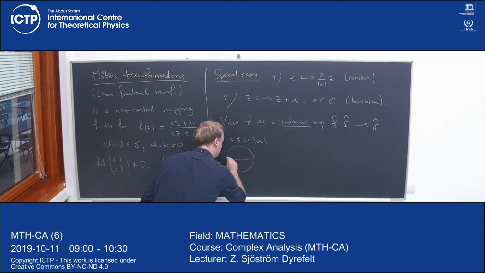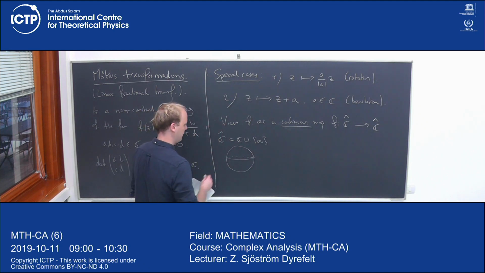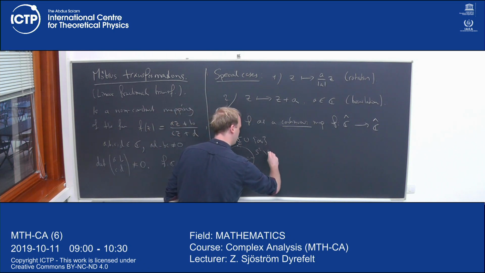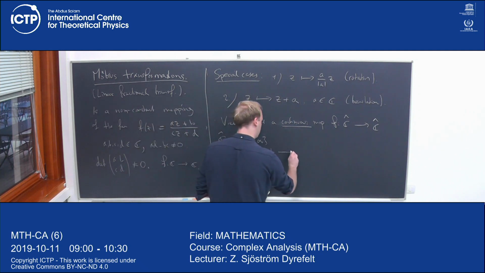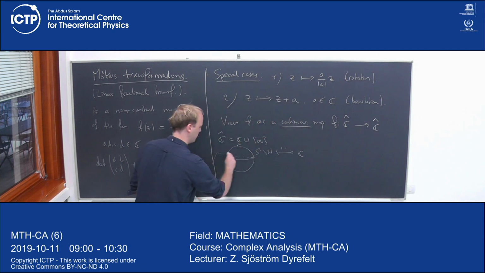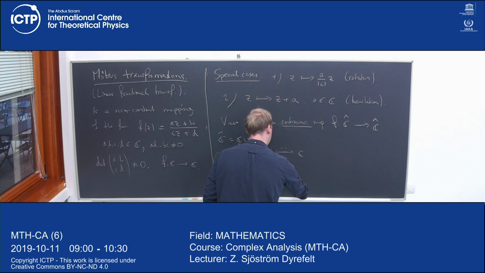So the picture is this, okay? And this was identified, so if I take away the North Pole, this was in bijection with C, the complex plane, via stereographic projection, okay?